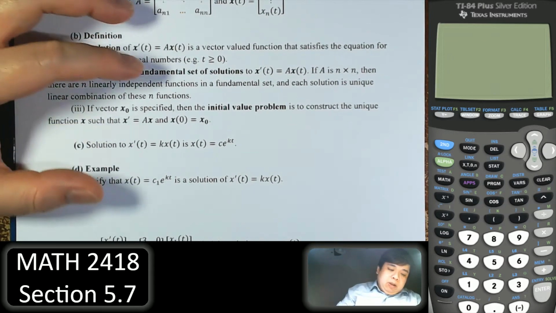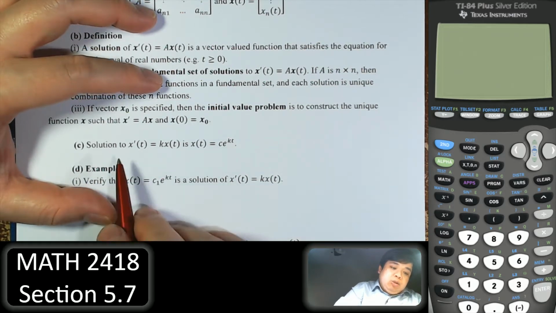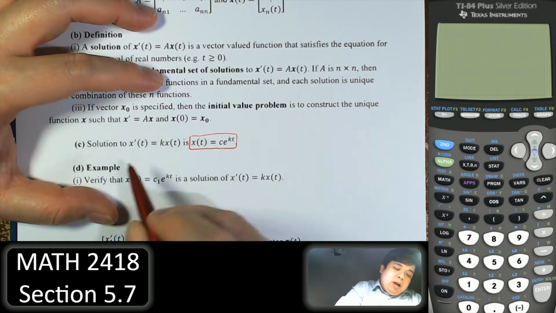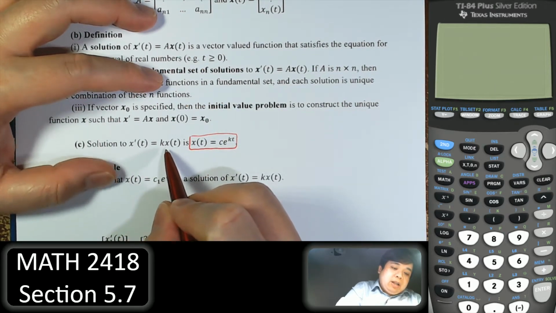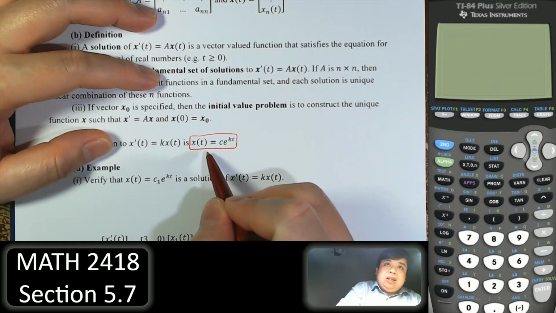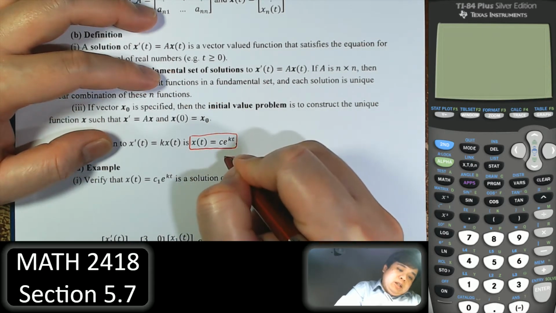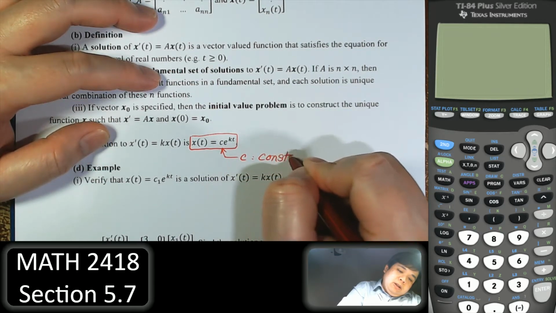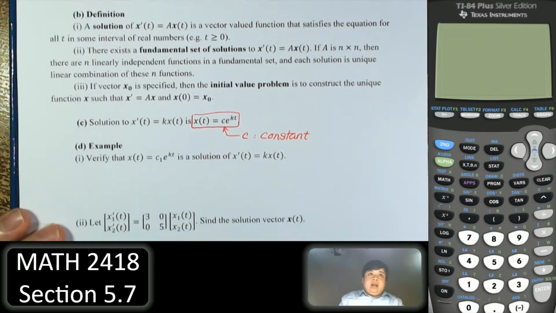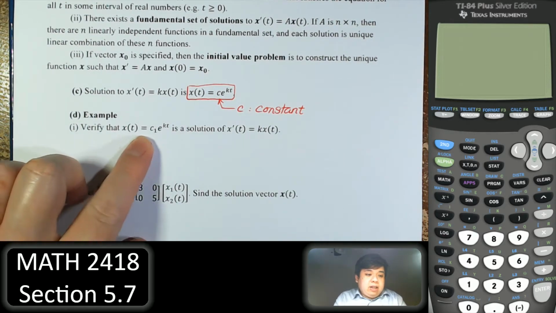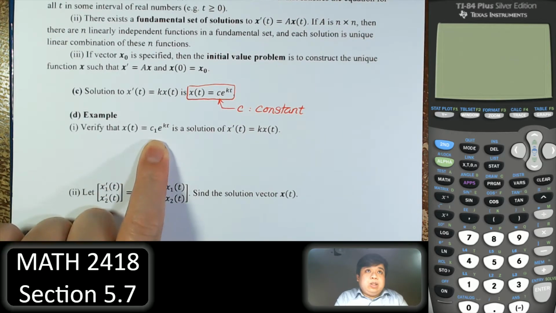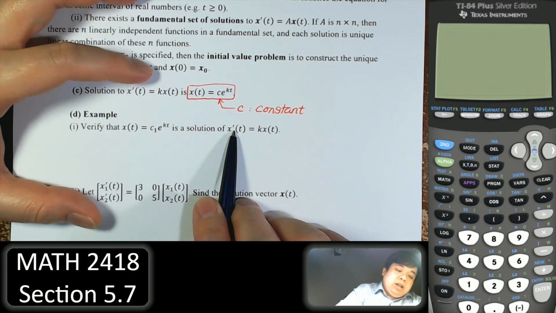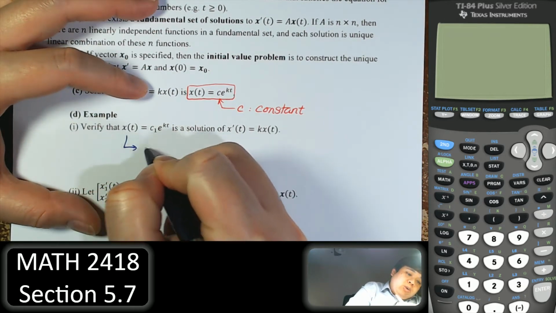Most importantly, if we just have one function, then for x prime equals kx, the solution is c times e to the kt, where c is a constant. Now to verify that x of t equals c e to the kt is the solution, it's very easy. We just need to substitute back into this equation. If this is the function, we check the derivative.